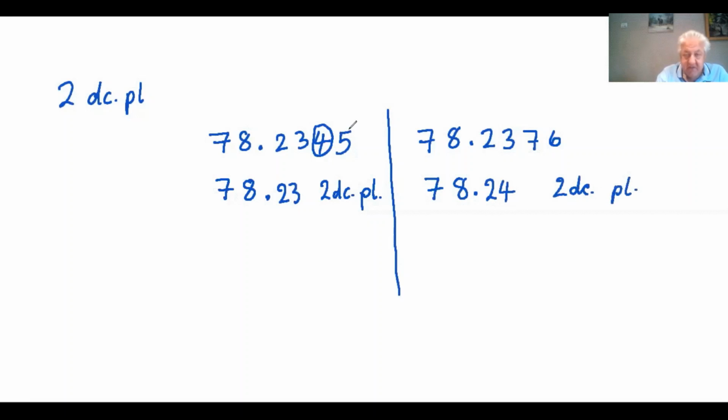So just as with significant figures, if your next number after the one you want to correct is 4 or less, you leave it unchanged. If it's 5 or above, you add 1. Okay?